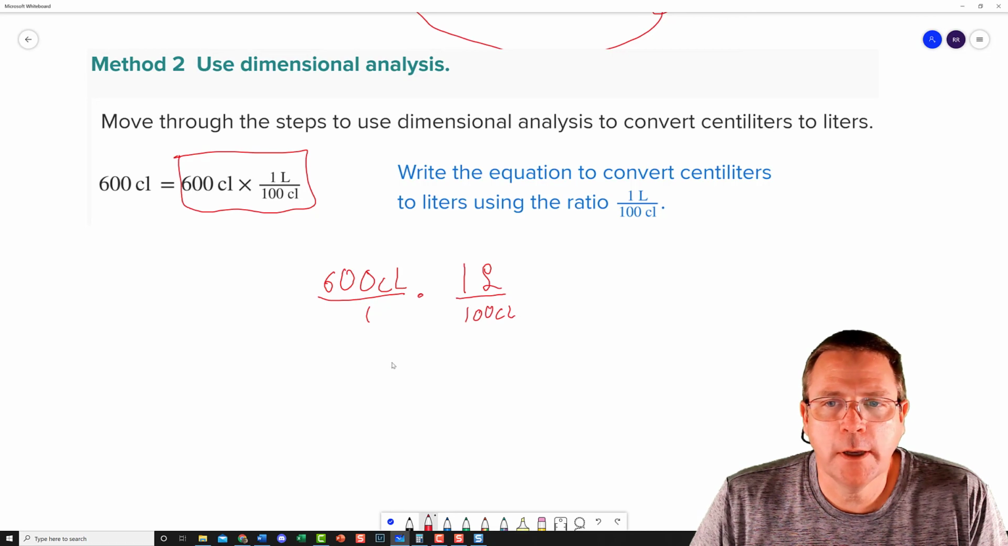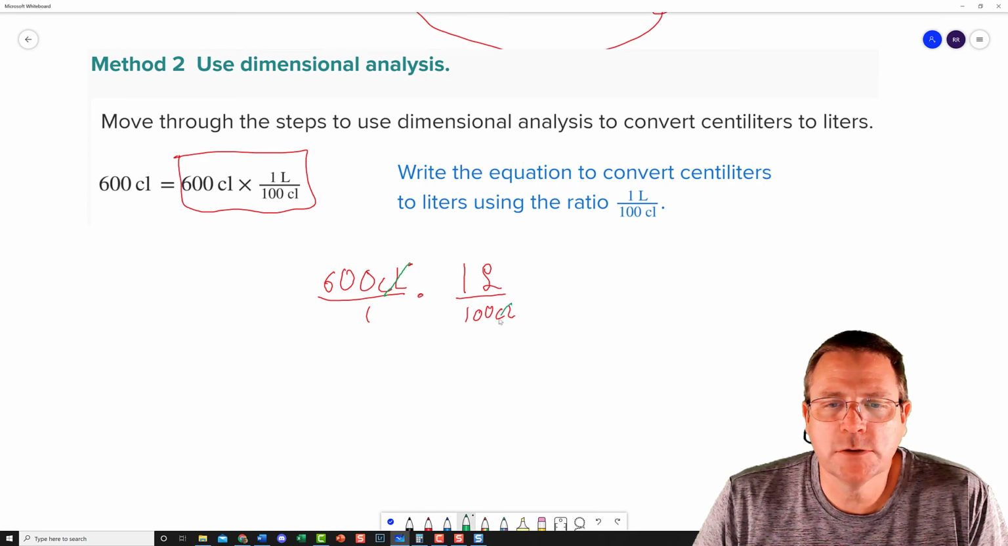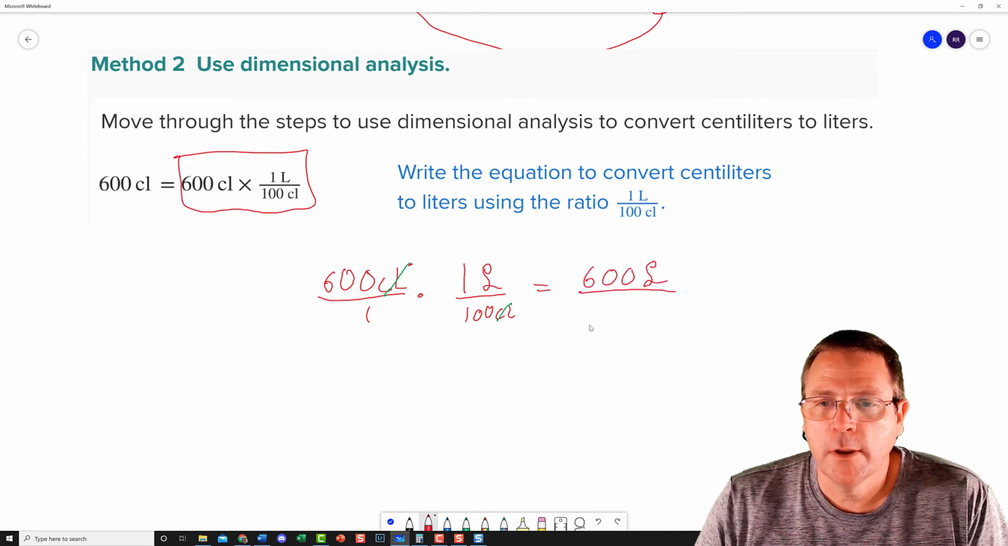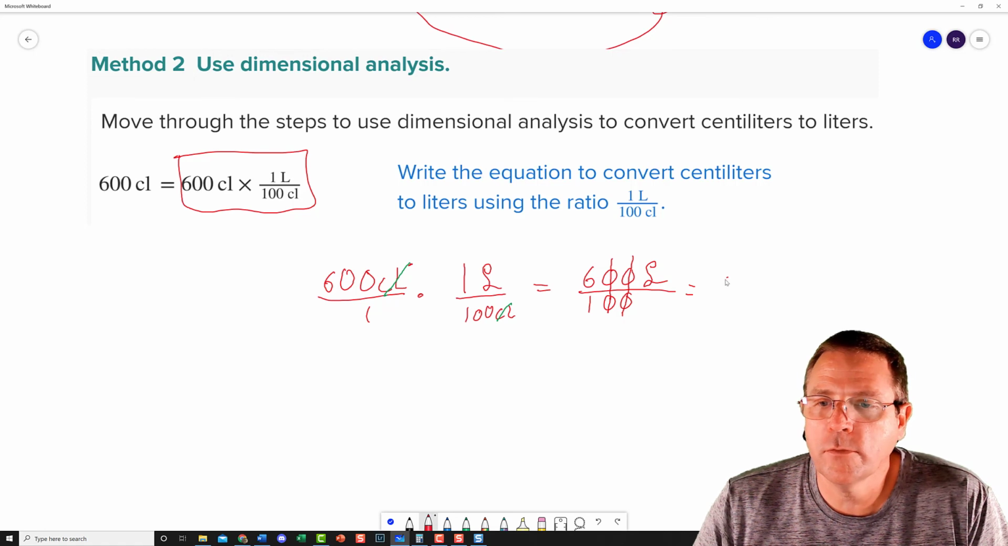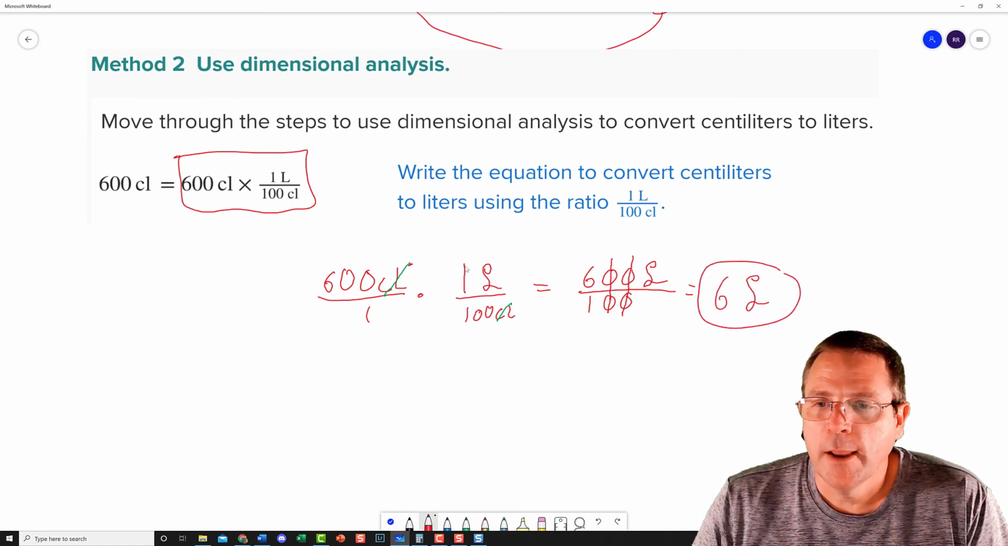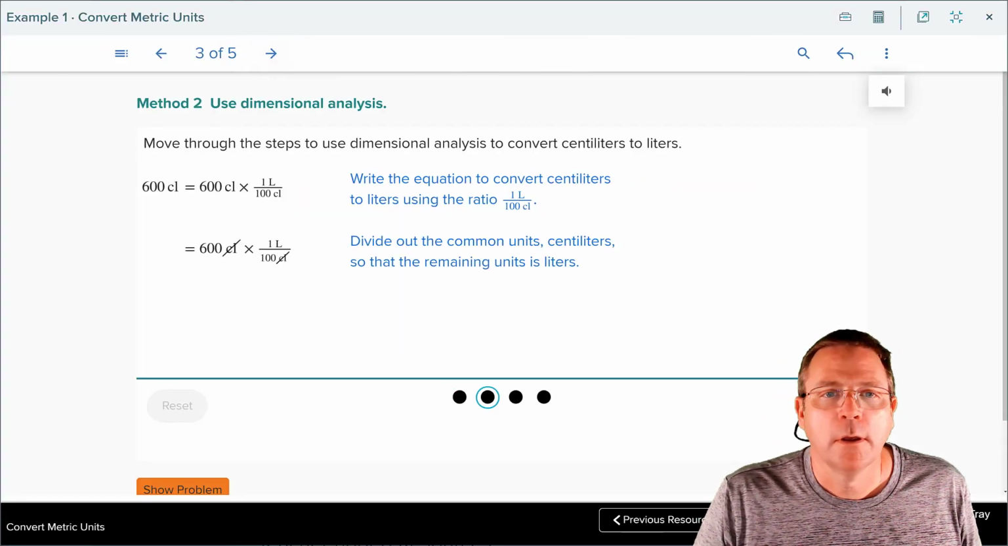Now with that, we can do our dimensional analysis. Our centiliters, let me change my color, divide each other out. And we can also do some other simplifying here if you're good, but we're not going to do that. We're just going to multiply. That gives me 600 times 1 is equal to 600 liters divided by 1 times 100 is 100. Now remember that trick I showed you with the zeros? Dividing each other out. That leaves me with 6 over 1, also known as 6 liters. And that is where they got their final answer that you can see over here.